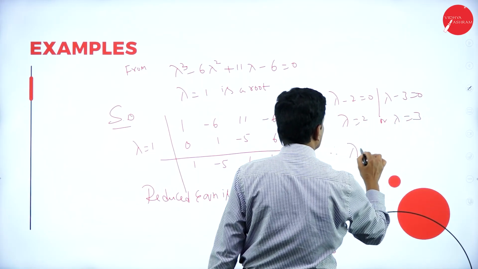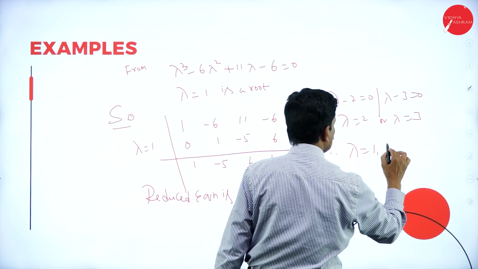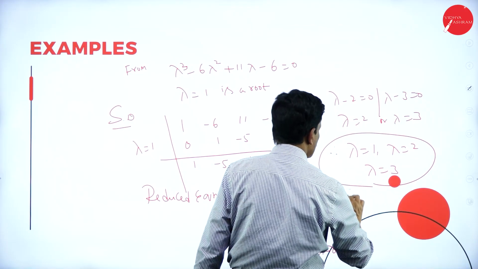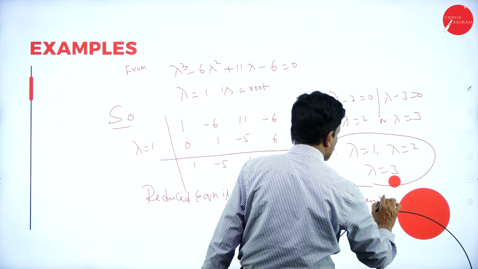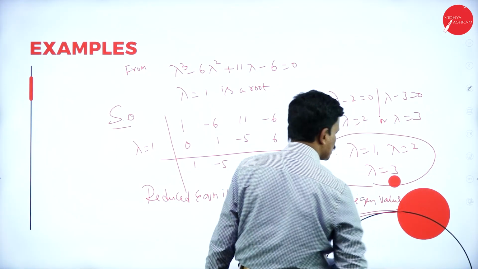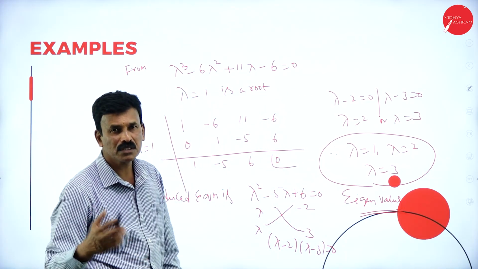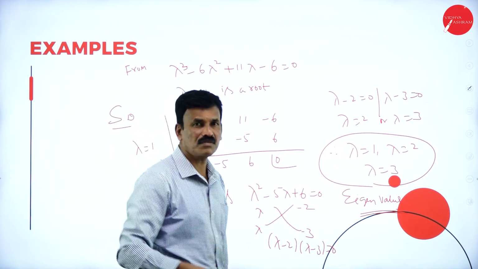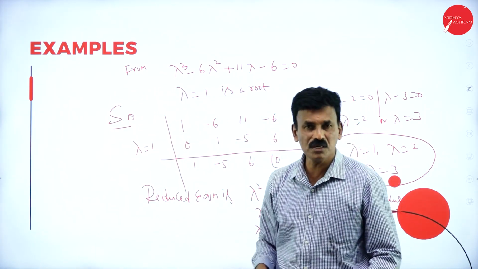So therefore, lambda is equal to 1, lambda is equal to 2 and lambda is equal to 3 are the eigenvalues. These are the eigenvalues in case of a third order determinant. That's it. Hope you followed. Very simple and very important for 7 marks. So you may expect this type of questions for 7 marks.